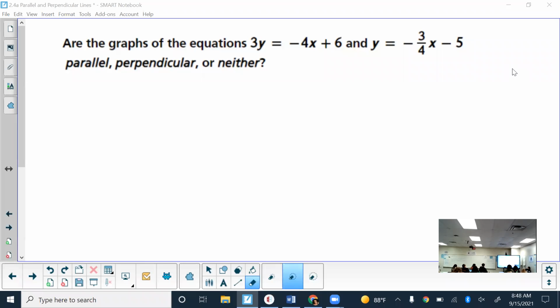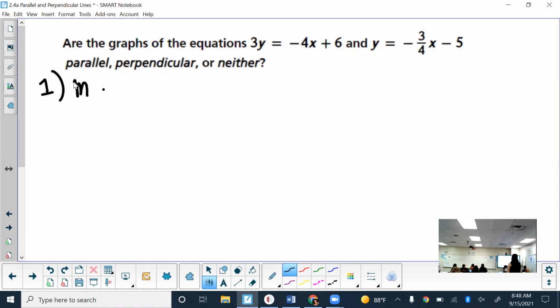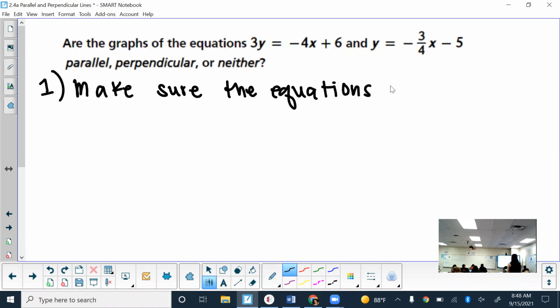And I'm gonna have you write a few steps down. I made those blocks really big for like no reason. Just wanted you guys to have a lot of room. So write these steps that I'm going to write in the box. So the first step is to make sure the equations are in the same form. All right, step 1 is make sure the equations are in the same form.